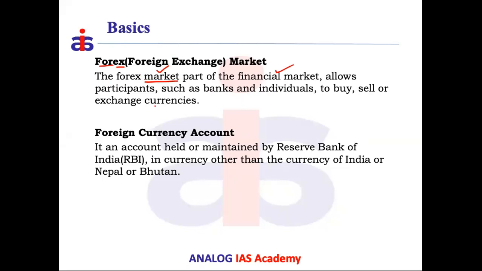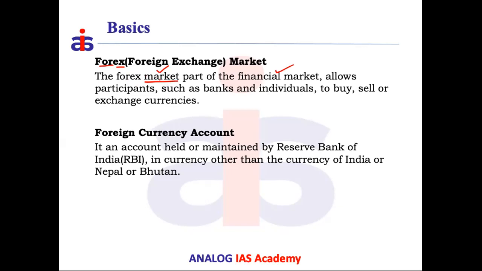People who are going to those institutions to convert the currencies are also part of this market. So market means not only sellers, it is also buyers. That means individuals who are accessing these institutions, and institutions who are providing the exchange function, are called the market. So all of them are part of the Forex market.